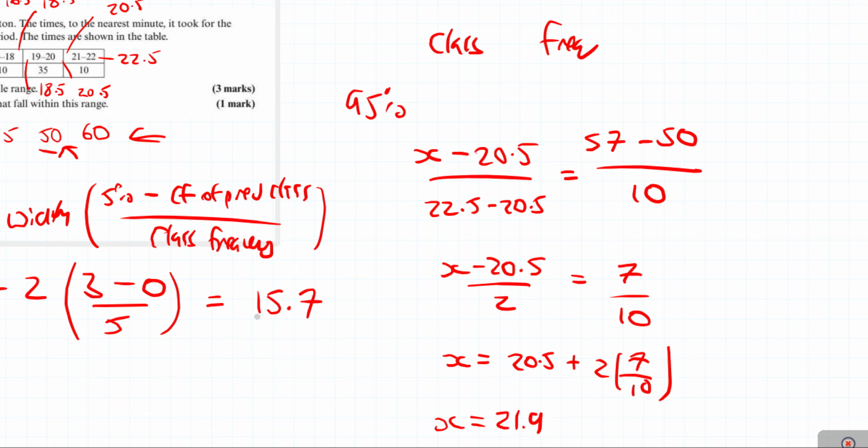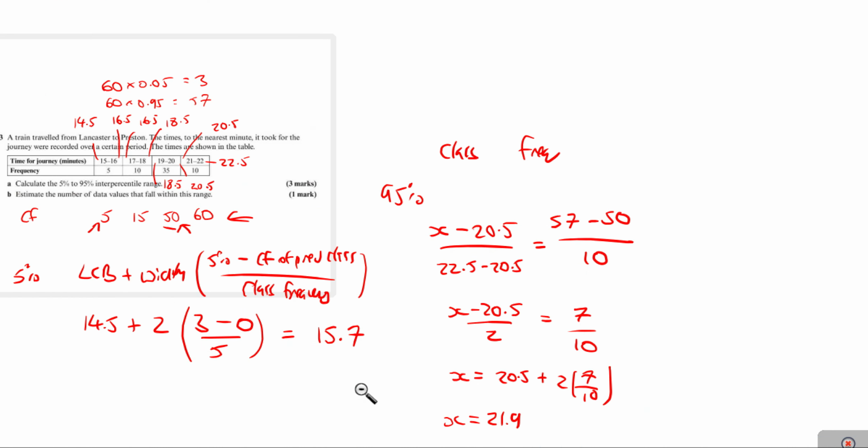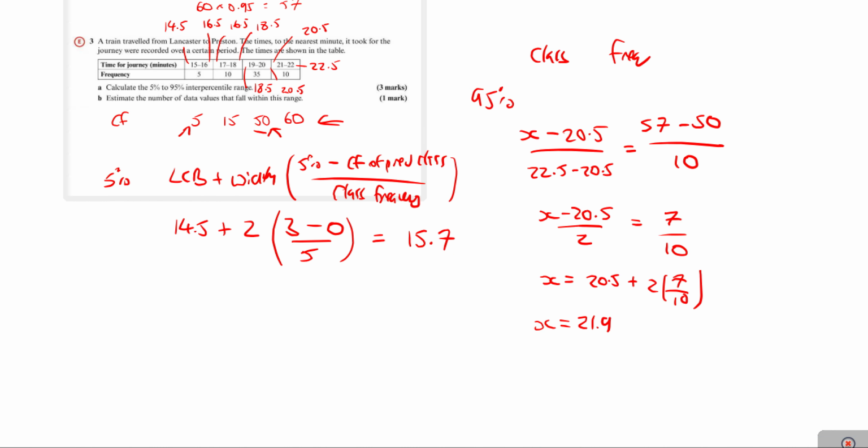Again, I prefer to use the formula, but other people prefer to use the method. You could always flashcard the formula to memorize it. But yes, both methods are perfectly valid. And then we need to find the range. It's 95% minus 5%, which is 21.9 minus 15.7, which is equal to 6.2. And that is your interpercentile range.